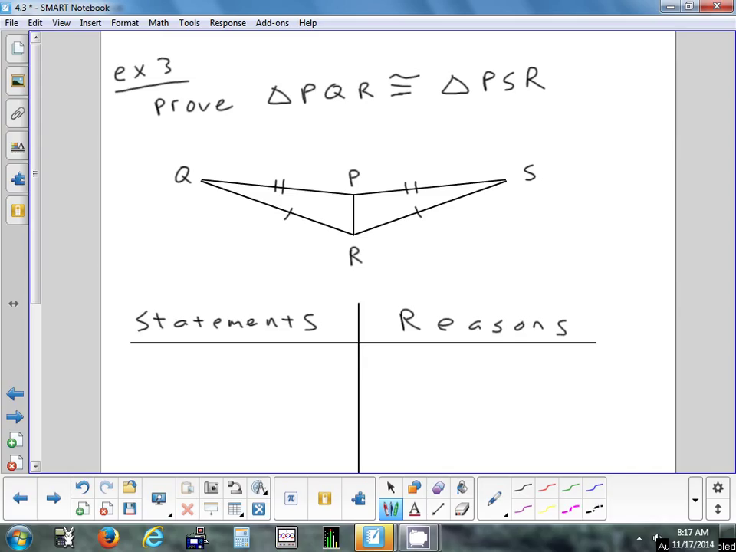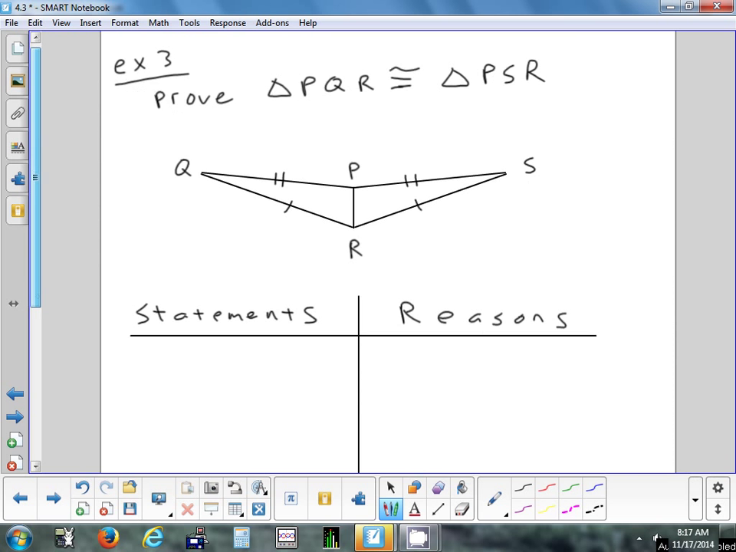Right? Sometimes when you start a proof, you don't know. You're not sure how you're going to do it. You just kind of start and you see what happens. But now that side, side, side is the correct method, we're going to have to think about something with PR, because that's not marked. Okay, everything else is. So let's write what's given.